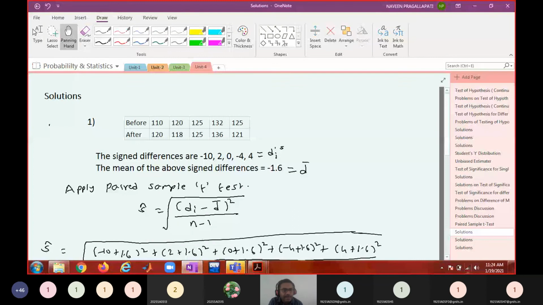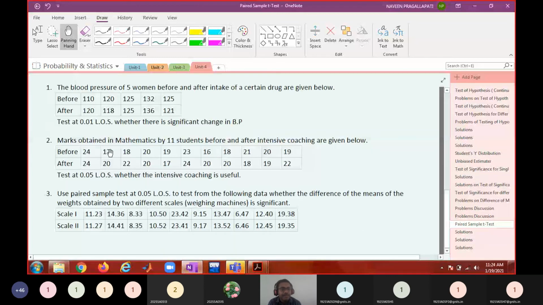Whereas here, before 17, after 20 means 17 minus 20, minus 3. So we are getting a smaller value to a bigger value, which is a good sign, right? Marks are increasing after intensive coaching, which means it is a good sign. In that case, when you take the signed differences, you should get the negative value. And the mean of this, if there are more negative values, then the mean may be negative, and that may be a good sign. I think my interpretation is incorrect earlier. Sorry for it.